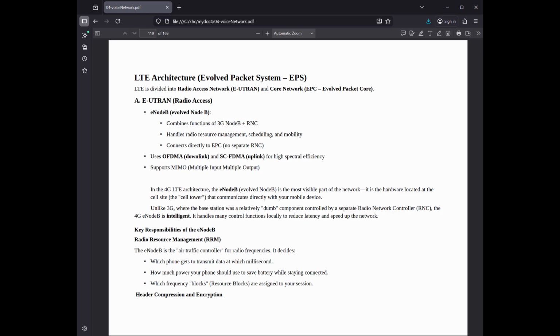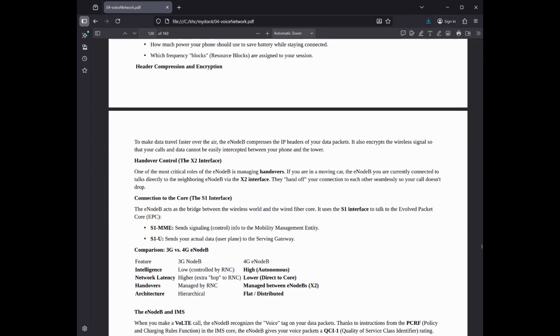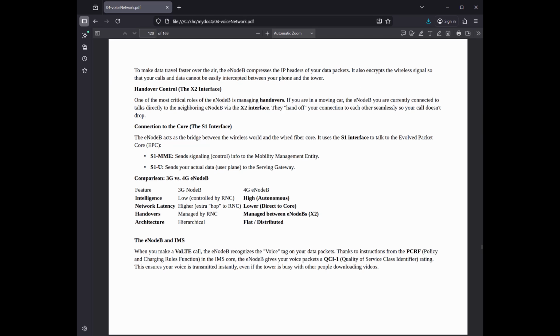Header compression and encryption. To make data travel faster over the air, the eNodeB compresses the IP headers of your data packets. It also encrypts the wireless signal so that your calls and data cannot be easily intercepted between your phone and the tower. Handover control.